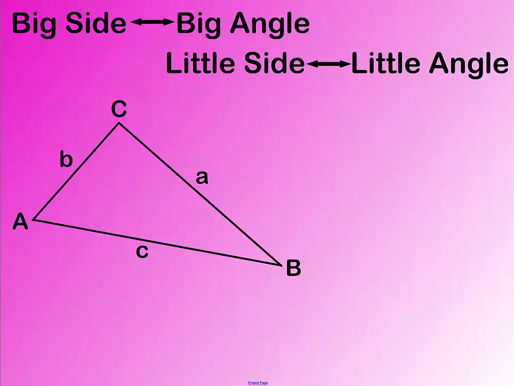This is the third video of the lesson on triangle inequality theorem. And in this part, we're going to discuss how we can order sides and angles within a triangle. So I like to say big side, big angle, little side, little angle, because the biggest side is across from the biggest angle and the smallest side is across from the smallest angle.